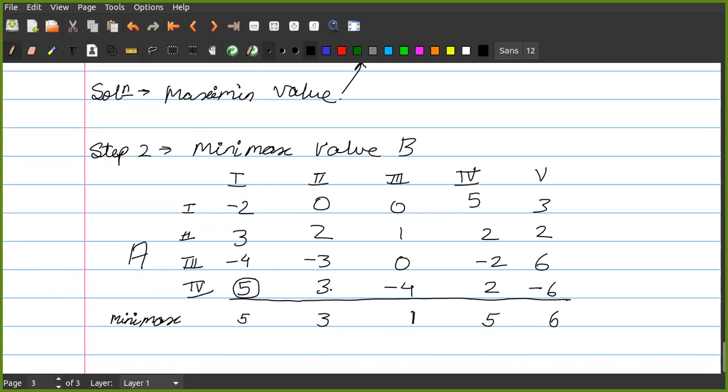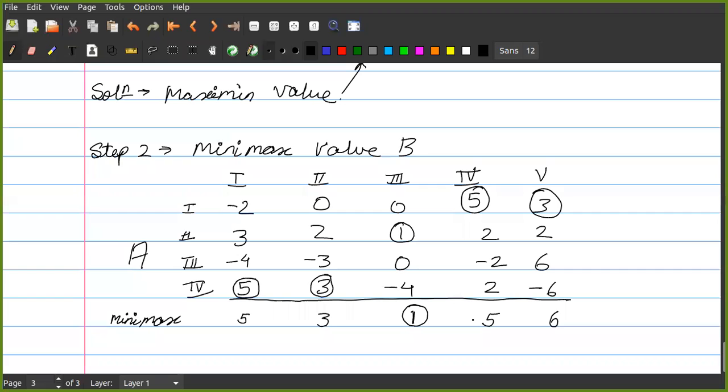Okay. So wherever this maximum value is, we will create these circles. So let us create circles. So it will be here, here, here, and here. Correct. What is the minimum of these maximum values? So this is 1. Correct. Is it correct, students?